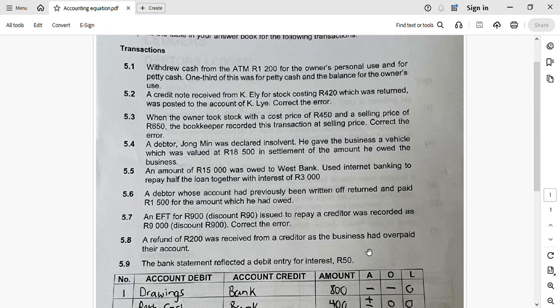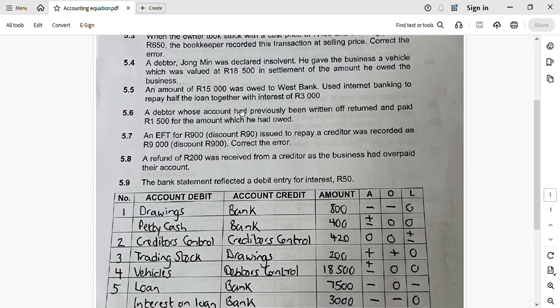Number 2, a credit note received from K. Ely for stock costing 420 which was returned was posted to the account of K. Lai. If you receive a credit note, it means you've returned. So we're talking about creditors here. This one is sort of like a trick question because one creditor needs to go up, the other creditor needs to go down. In other words, creditors control will be both debit and credit, and one liability will go up and the other liability will decrease.